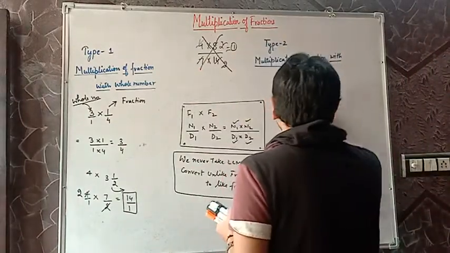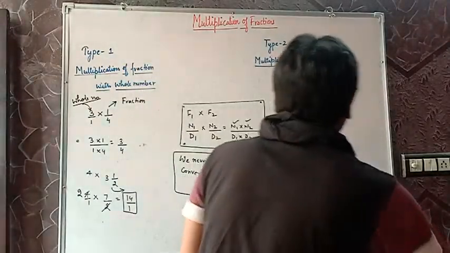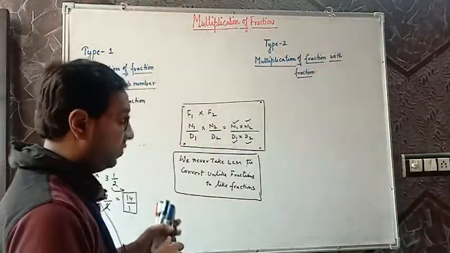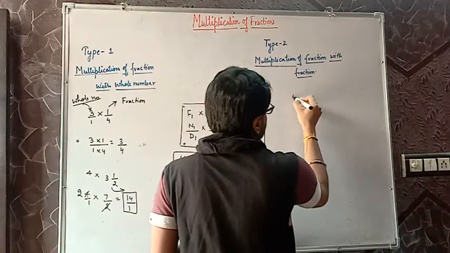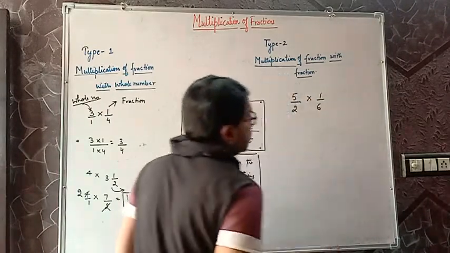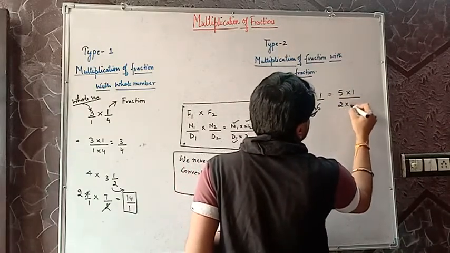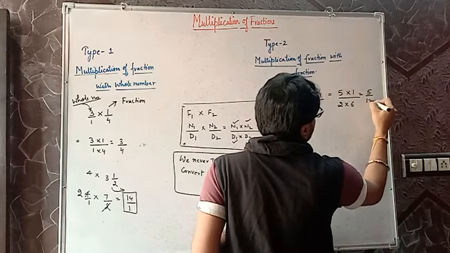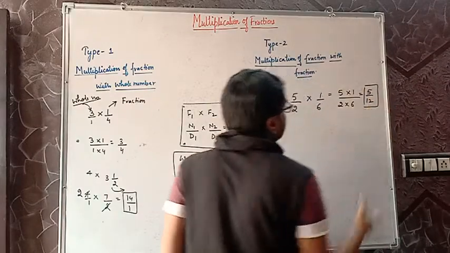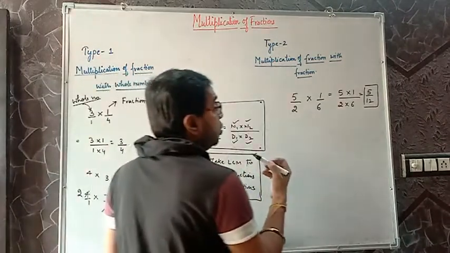So let us start with the next thing. Here we will be taking multiplication of fraction with fraction. Let's take an example, 5 by 2 and 1 by 6. So what you will do, simply 1 into 5, 2 into 6. Answer is 5 by 12. Clear? 5 by 12.